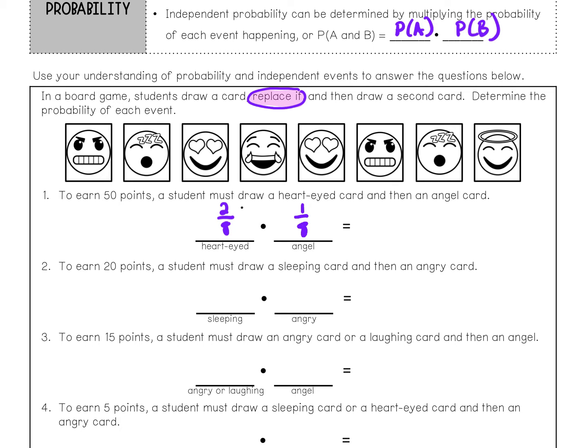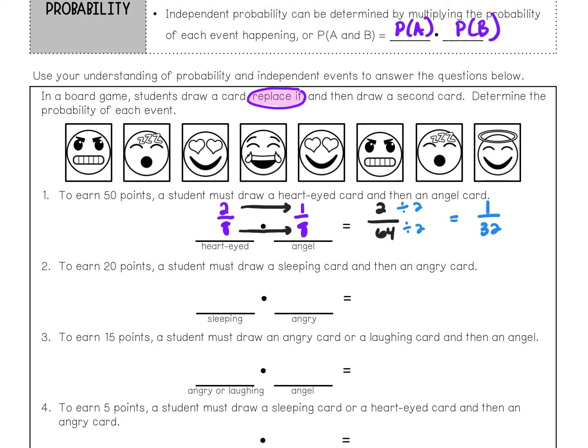So now we're going to multiply. Again, we're multiplying straight across, and we're going to get 2. And 8 times 8 is 64. And now we can reduce this. 2 is a factor of itself, and 2 will go into 64. So reduced, this would be 1 over 32.